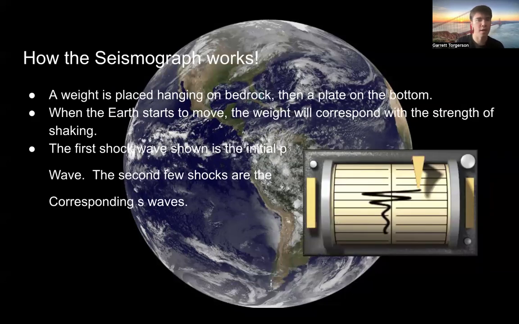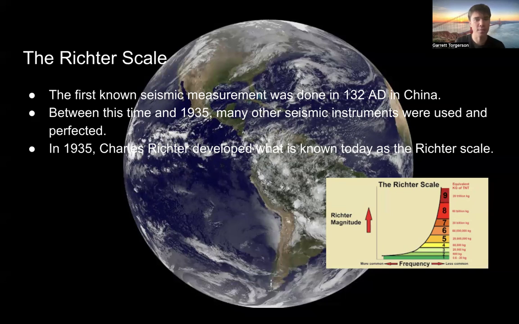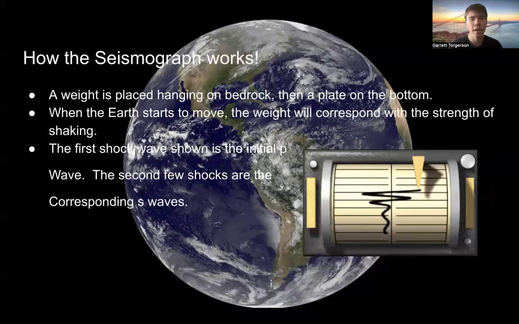So the first seismograph, or seismic measuring tool, was developed in 1932 AD in China. How it works is a weight is placed on bedrock and then a plate on the bottom. When the earth starts to move, the weight on top will kind of pencil in on the weight on the bottom, and that will correspond with the shaking intensity.